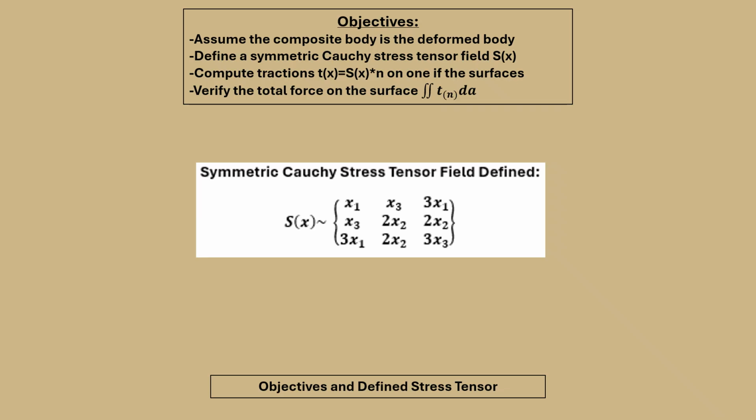Alright, so starting out, I wanted to outline the objectives for this project. Started out by assuming the composite body is the deformed body, define a symmetric Cauchy stress tensor field S, compute tractions on one of the surfaces, and then verify the total force on that surface. Below here you can see the symmetric Cauchy stress tensor field that I defined, and based off the values, it is indeed symmetric.